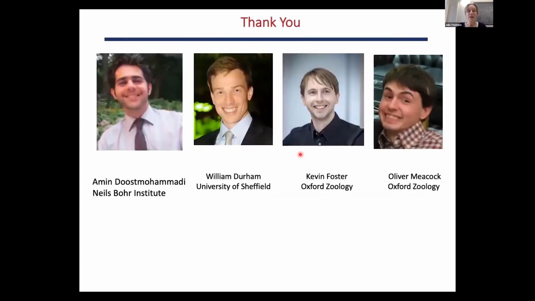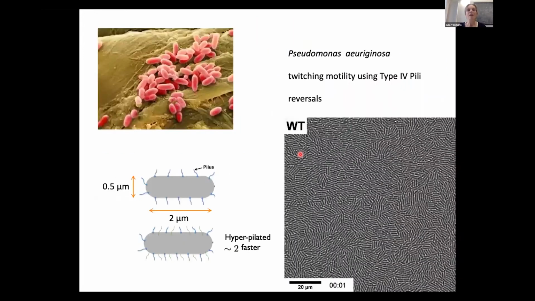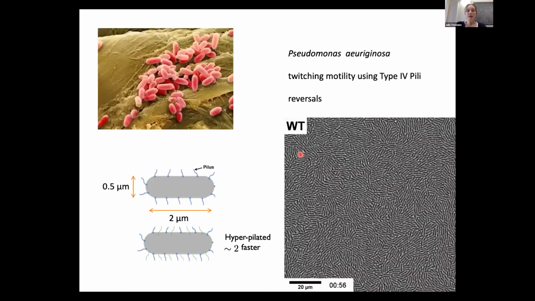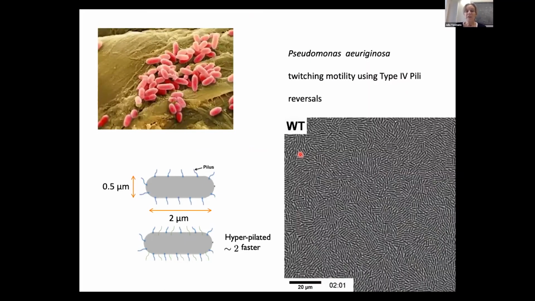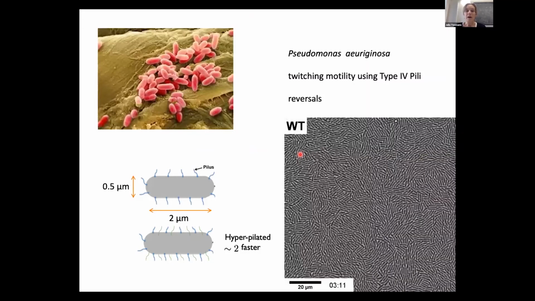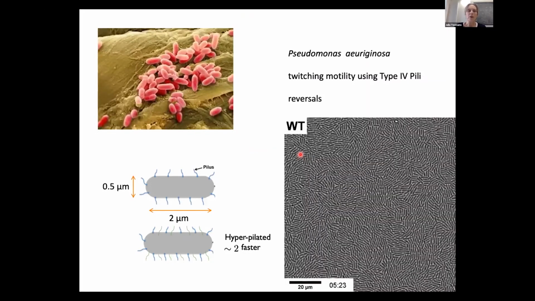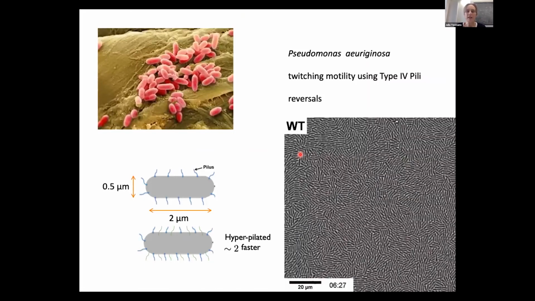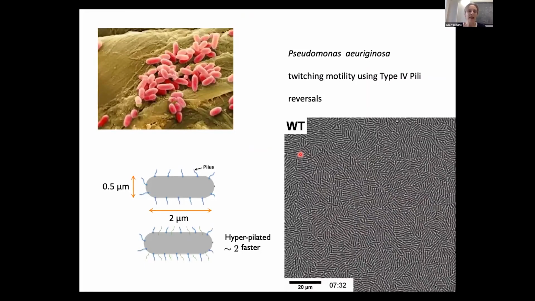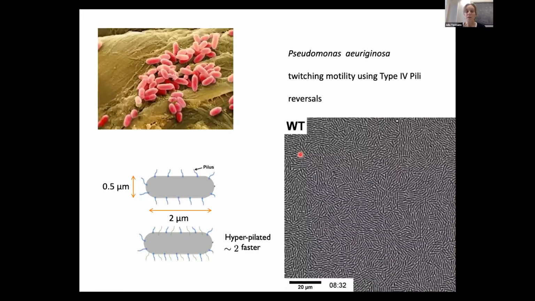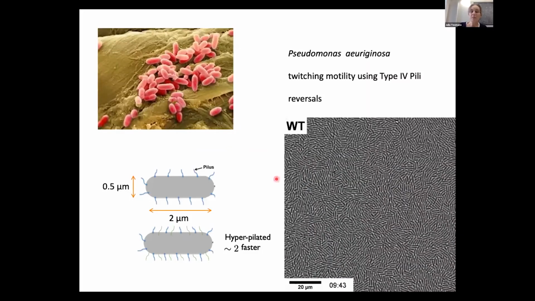This is work done with some super colleagues who at the time were at Oxford and have now, the young people have moved on to other places. So now I'm talking about another sort of active system. I'm talking about bacteria which don't swim, but which crawl. They have pili, which essentially are little legs, and the little legs push them along a surface.